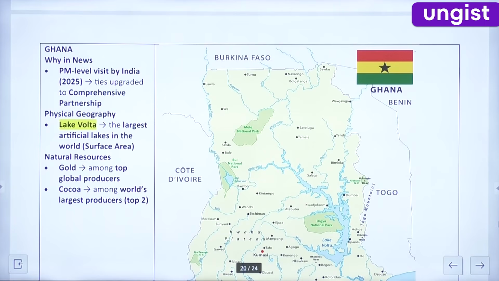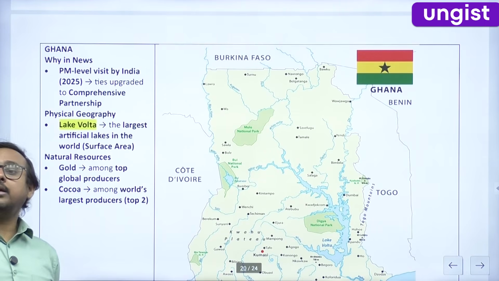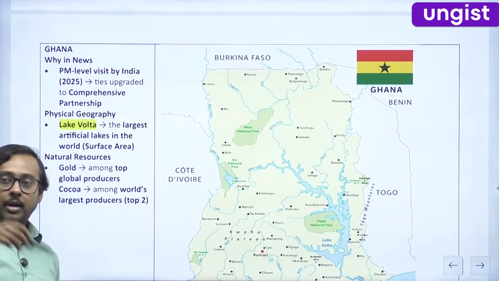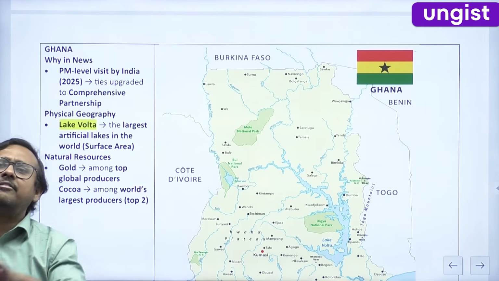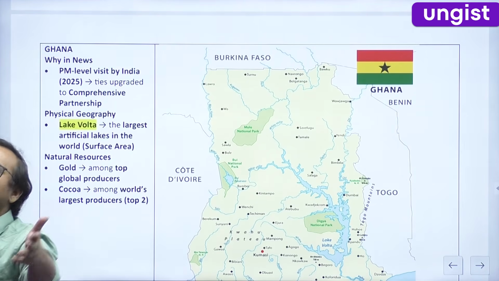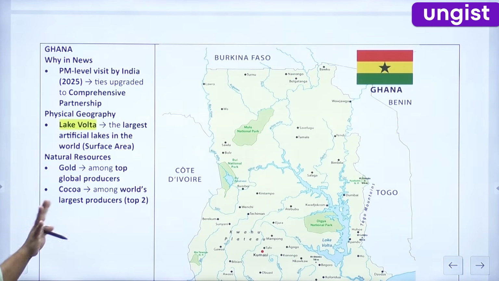Okay, now let's come to Ghana. Now why is Ghana important? The Prime Minister visited Ghana. Again, it's very important now. Cocoa: world's largest producer, top two. I will not say whether second or third largest. It varies. It can be second largest now, tomorrow third largest. But it's one of the largest.